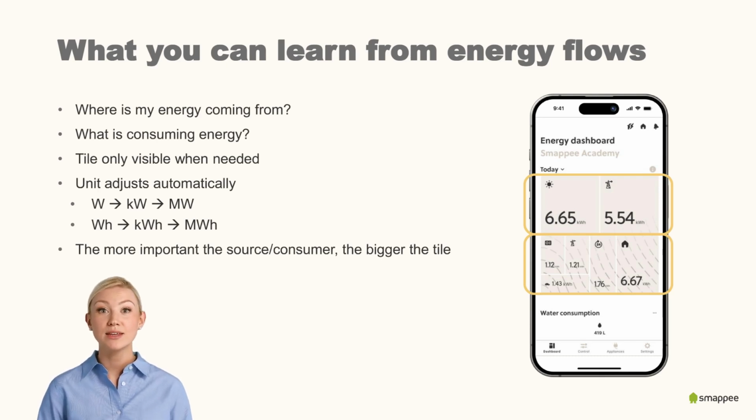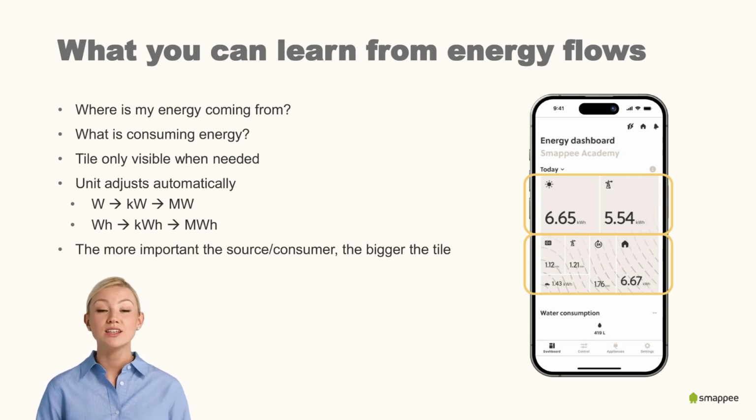A tile is only visible when it is needed. An example might be the import from grid tile. When all energy is sourced from your own solar panels, the grid tile isn't visible. The moment there is a mix of solar energy and import from the grid, both tiles are displayed.